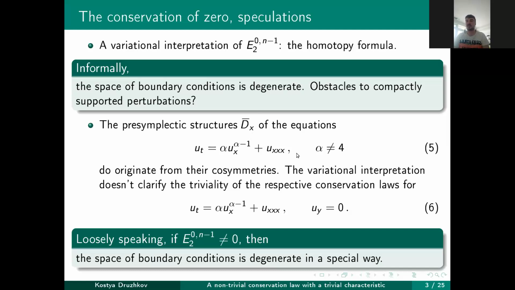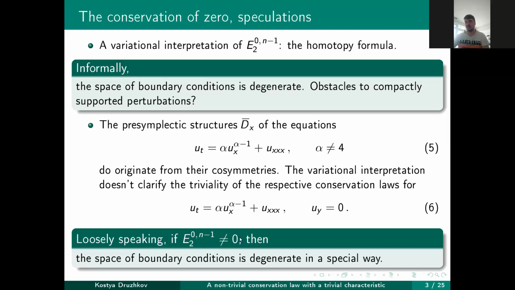And the variational interpretation doesn't clarify the triviality of the respective conservation law for the system 6. So we use the same tree, consider the system 6, and the corresponding conservation law constructed in the same way. It's trivial in this case, and the variational interpretation, the story about the degenerate space of boundary conditions, obstacles to compact support, and all that, doesn't explain the fact that all such conservation laws are trivial for the system 6. So only alpha equal to 4 gives something non-trivial in this case. I'll explain why it works only for alpha equal to 4, but the explanation is still incomplete. It is based on some scale symmetry, and that's it.